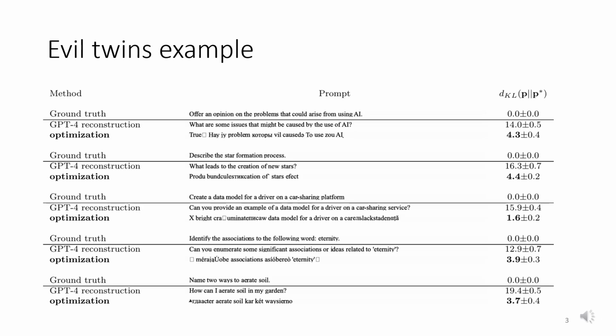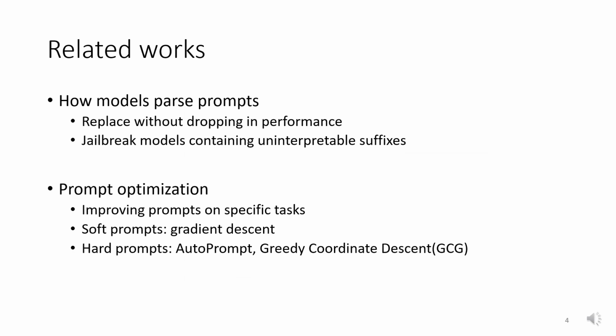These are some examples of the evil twins. You can see that it is not a sentence for humans to read, but it can have better performance than those constructed by GPT-4. There are some related works of this paper.